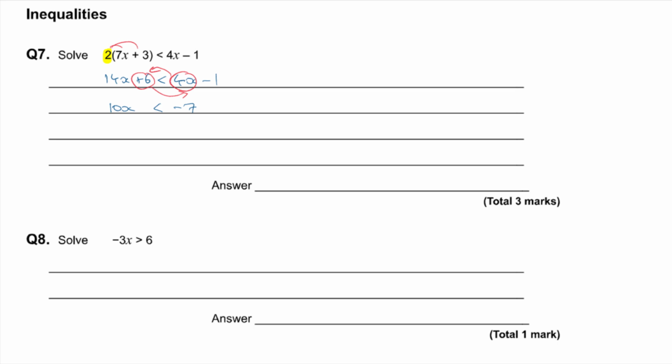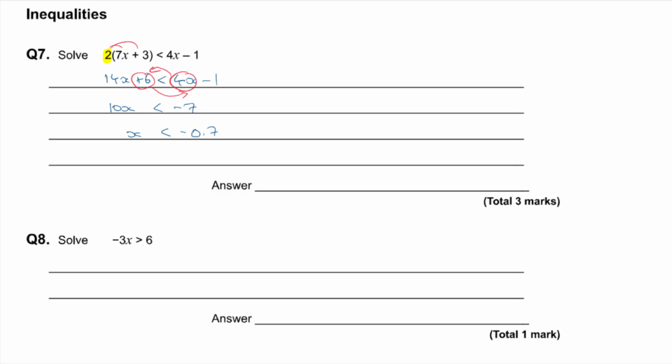So I've got 10x is less than -7. Dividing both sides by 10, I'm going to get x is less than -0.7. Okay. Question 8. Solve -3x is greater than 6.